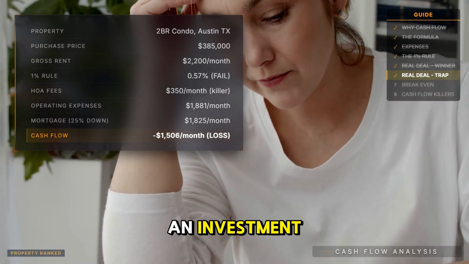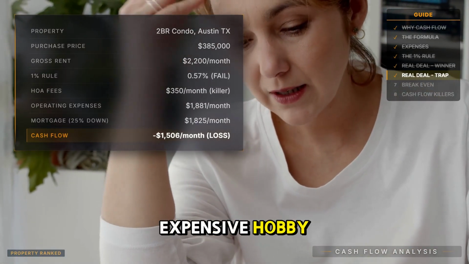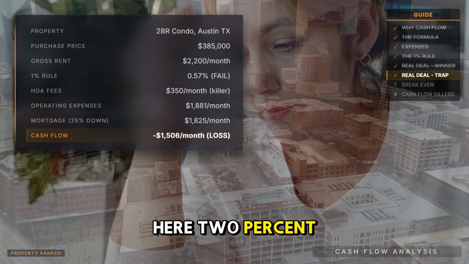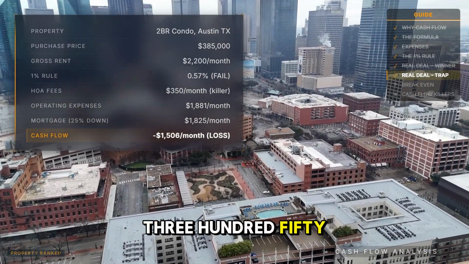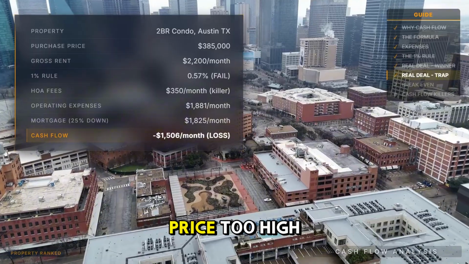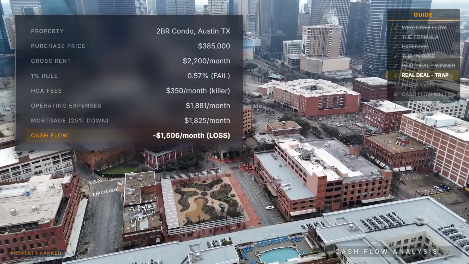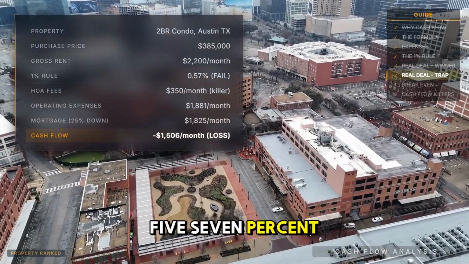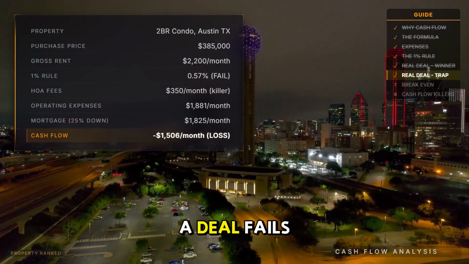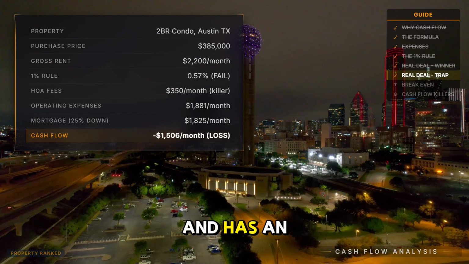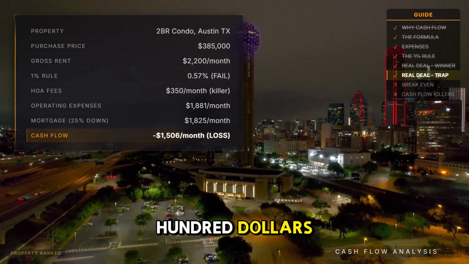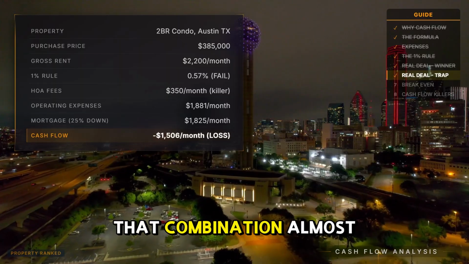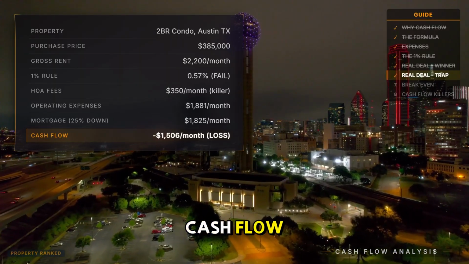This is not an investment. This is an expensive hobby. The three killers here? 2% property tax rate, $350 HOA, and a purchase price too high for the rent it commands. The 1% rule flagged this instantly at 0.57%. Quick tip: if a deal fails the 1% rule and has an HOA above $200, walk away immediately. That combination almost never works for cash flow.